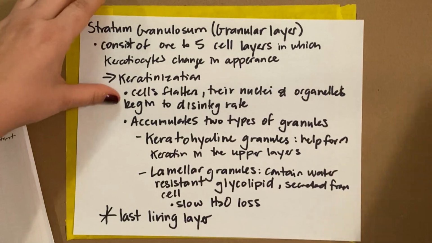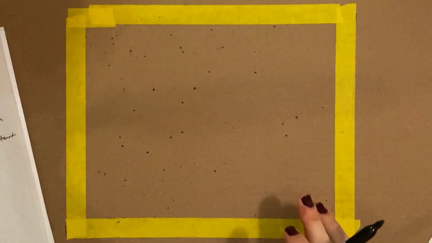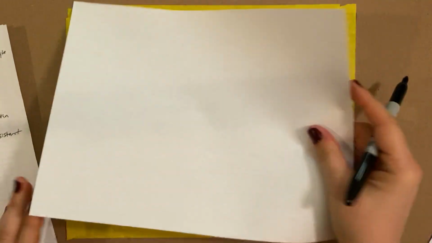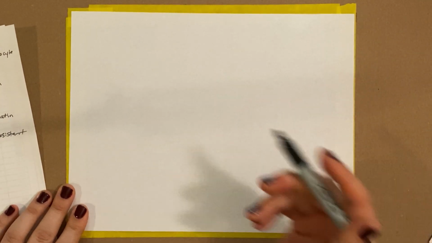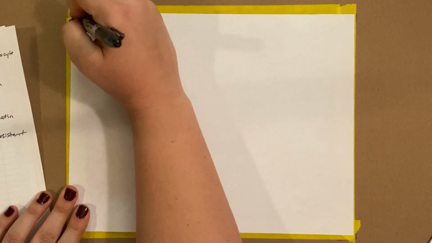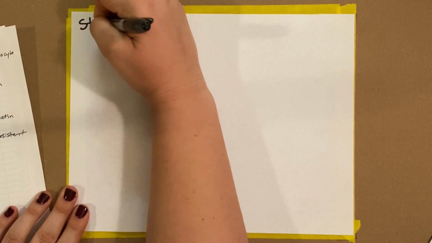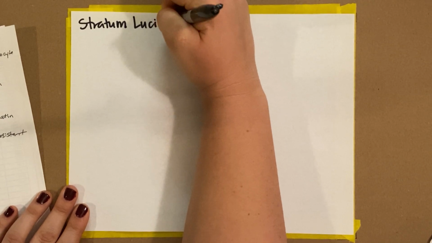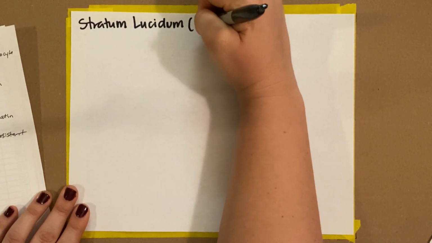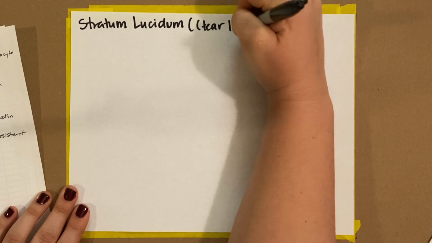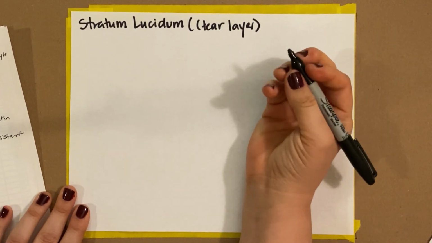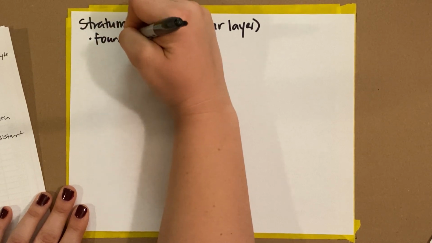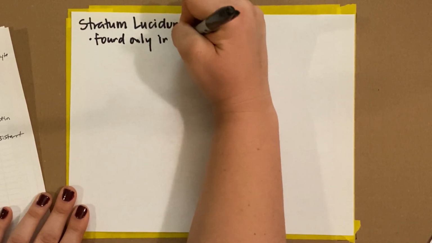All right. So the next layer is this special layer that is only found in thick skin. Okay, and I don't actually have a picture of this one, but this is called the stratum lucidum, and it is a clear layer. So when you look at it under a microscope, it looks clear. Okay, so this is found only in thick skin.